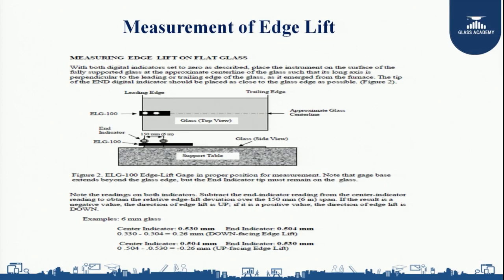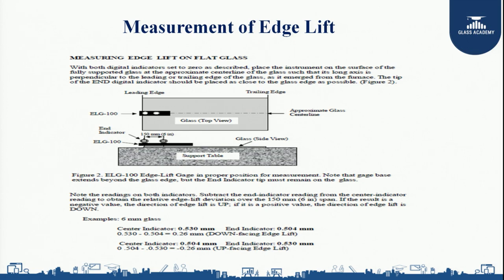Now the same concept we have discussed so far, you can see here: measurement of edge lift on a flatness table with the help of the edge lift gauge. I am taking the glass and placing it on the flat support table, and with the help of the edge lift gauge, I am moving the gauge across the surface of the glass. I am making sure that the end gauge is exactly matching the edge point.